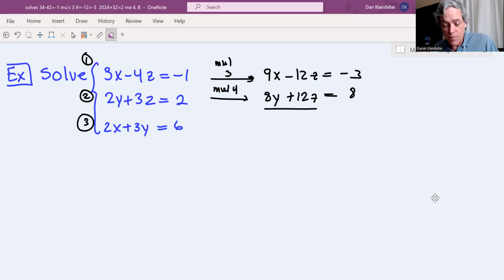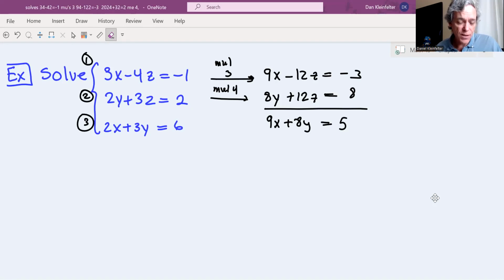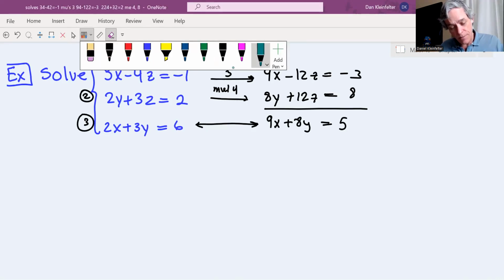So here, when we add together these two equations, we'll have 9x plus 8y. The z's are gone, which was the whole point. And then 8 plus -3 gives 5. So now that we've finished this, we have another equation with x and y in it. Our equation 3 had x and y in it. So between the two, this gives us a system of equations just in x and y. And we should be able to solve that. So let's give that a try.